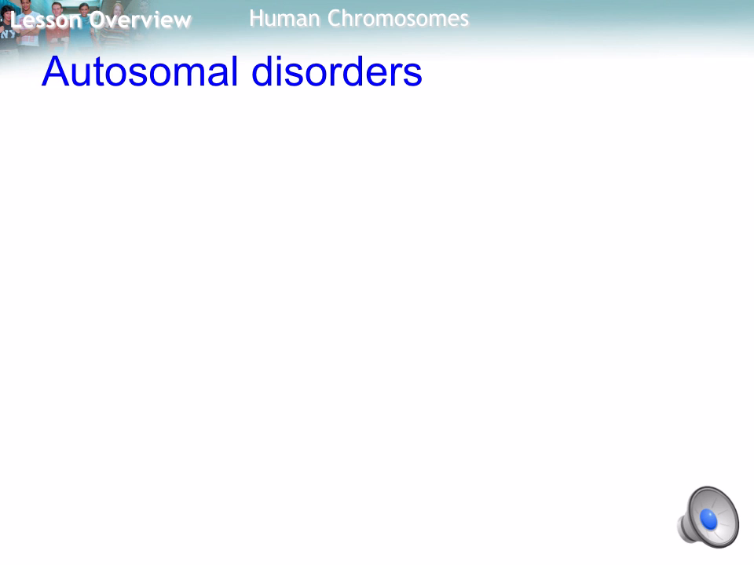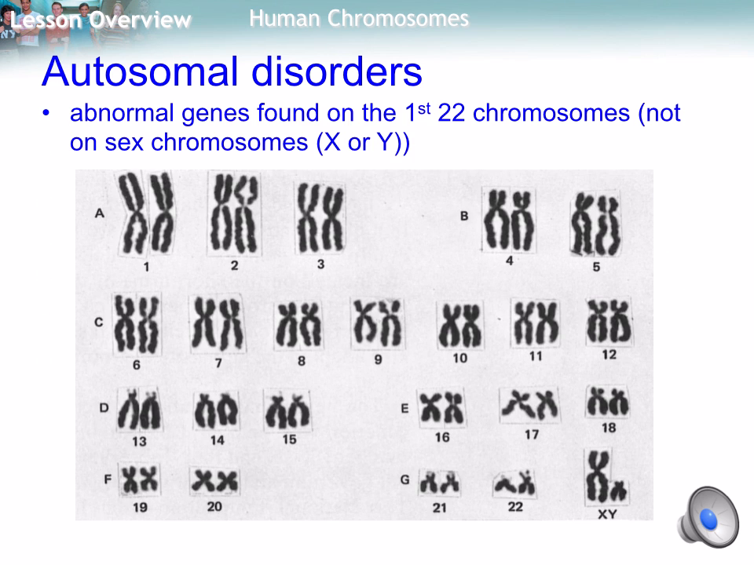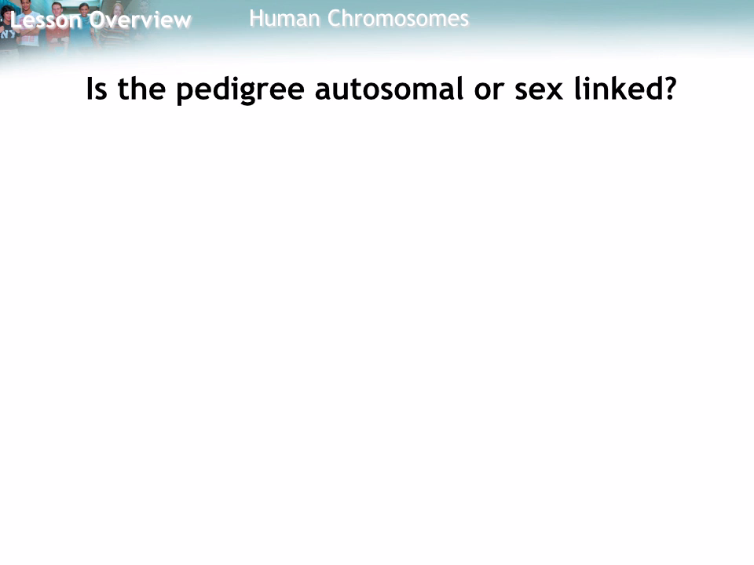So we talked about what autosomal disorders are, and in this case, traits or disorders that are found on the first 22 chromosomes, and sex-linked traits or disorders, they're found on the sex chromosomes, or the X and X or X and Y. So that's the difference between autosomal and sex-linked, okay?